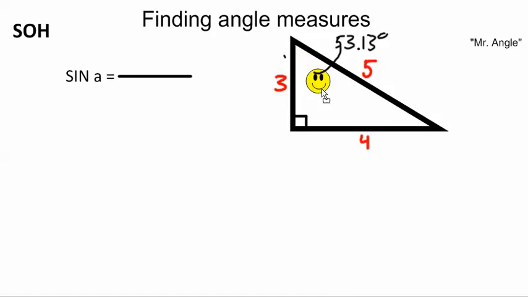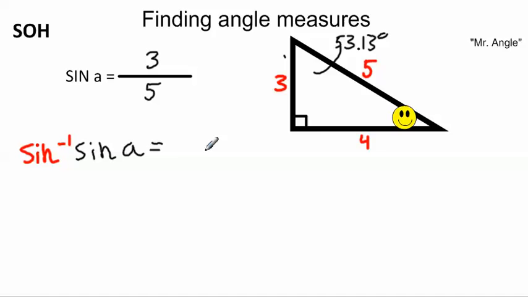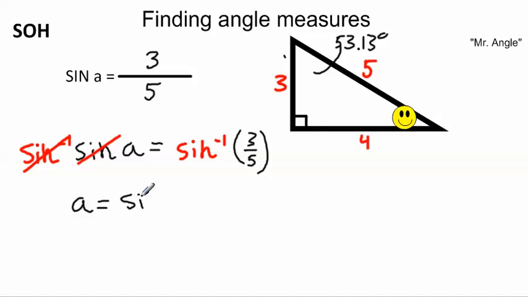Now just for fun, let's find the angle over here. Same process as before, opposite over hypotenuse. Now the opposite side is 3 and the hypotenuse is still 5. Remember the setup? The inverse sine is needed, and we get some canceling, so to speak. Our angle is going to be equal to sine inverse of 3/5.